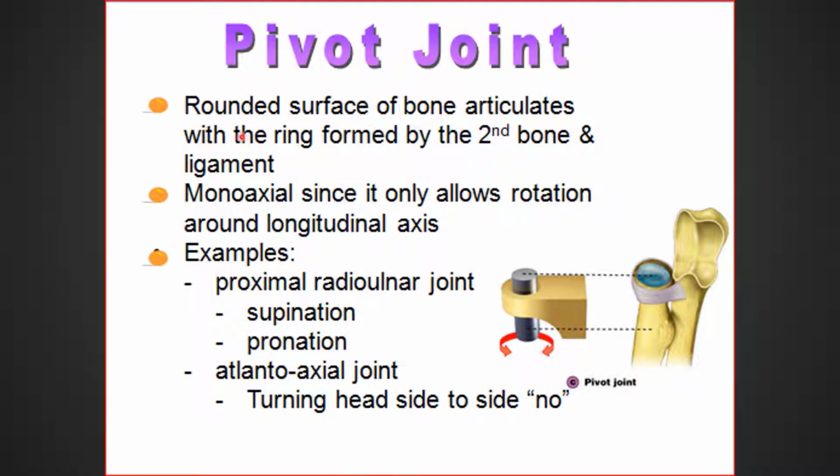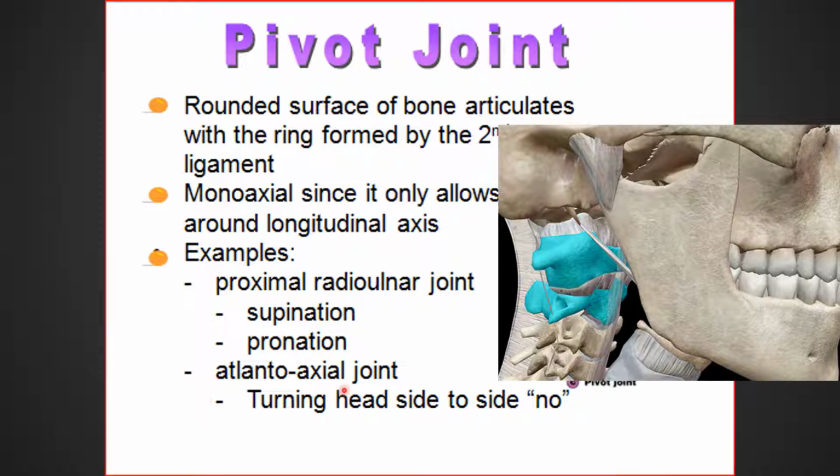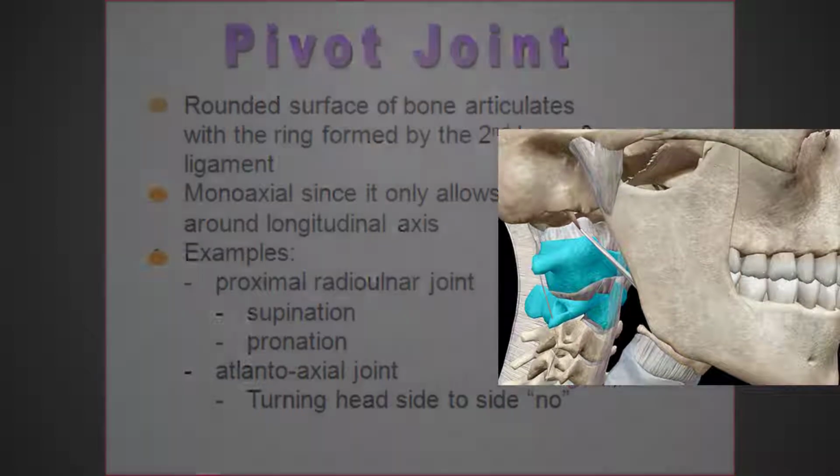In pivot joint, the articular surfaces comprise a central bony pivot that is surrounded by an osteoligamentous ring. And as you can see in this figure, the central bony pivot is circular. So pivot basically means to rotate, and this joint too is a monoaxial one, since it allows rotation only around a single axis. And the example you have to remember is the atlantoaxial joint.